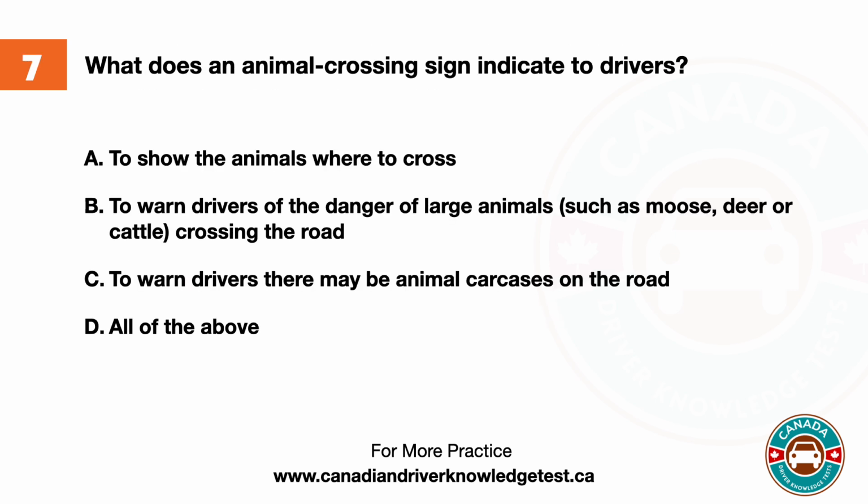Question 7. What does an animal crossing sign indicate to drivers? A. To show the animals where to cross. B. To warn drivers of the danger of large animals, such as moose, deer, or cattle, crossing the road. C. To warn drivers there may be animal carcasses on the road. D. All of the above. The answer is B. To warn drivers of the danger of large animals, such as moose, deer, or cattle, crossing the road.